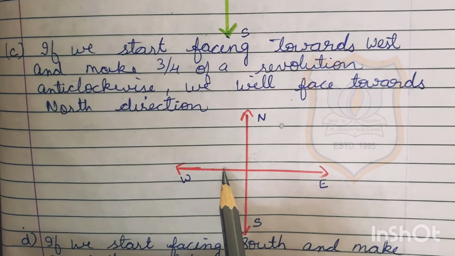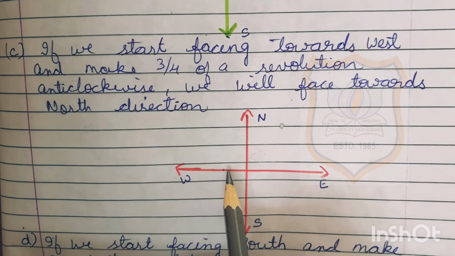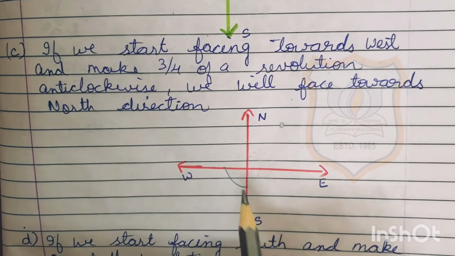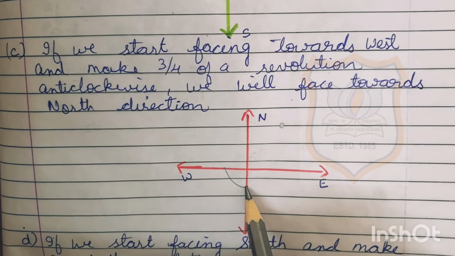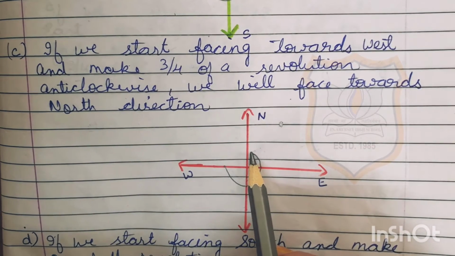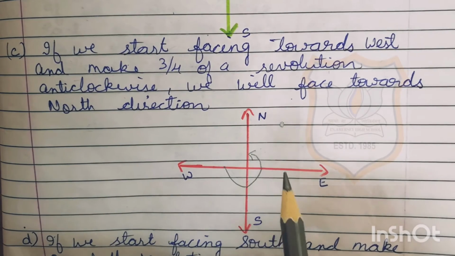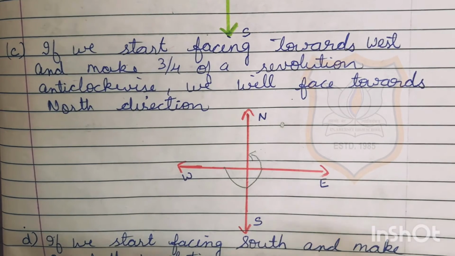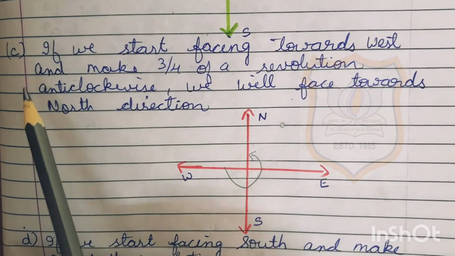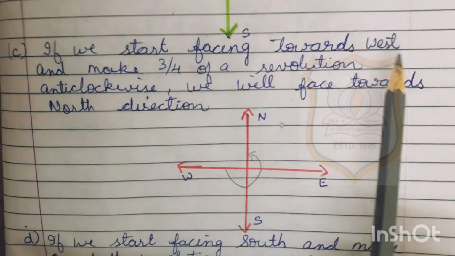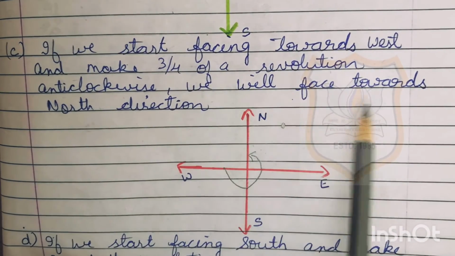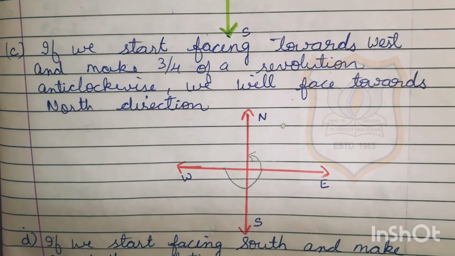anti-clockwise and make 3/4 of a revolution. 3/4 of a revolution means 3 right angles. From west to south, 1 right angle, from south to east, another right angle, and from east to north, the third right angle. So if we make 3/4 of a revolution anti-clockwise, we will be at north direction. If we start facing towards west and make 3/4 of a revolution anti-clockwise, we will face towards north direction.